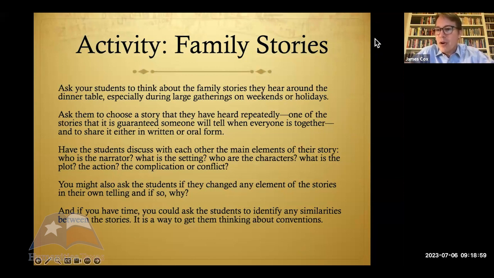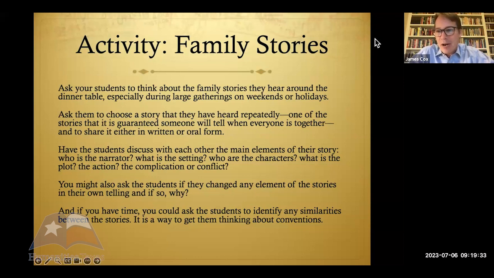So if it's a day where you want your students to work on their writing, you could have them write it. If they're working on oral communication, you can have them tell the story as a kind of oral event. And then I asked students to turn their literary critical eye on their own family stories too. Have them discuss the main elements of their stories. Who's the narrator? There are all kinds of questions here. I mean, there are hundreds of questions. I really condensed this, right?